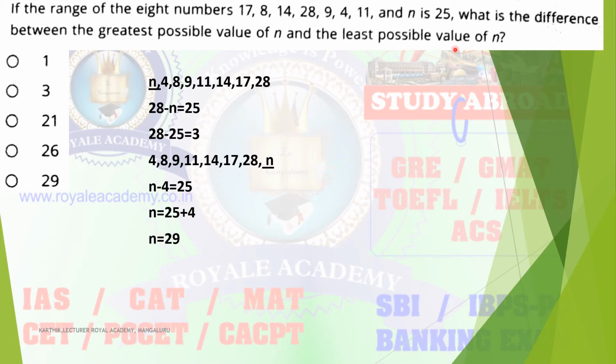So the greatest value of n is 29, and the least value of n is 3. Take the difference: the greatest possible value of n minus the least possible value of n, 29 minus 3, is 26. So option D is the correct answer for this problem. I hope all of you understood. They told us to find the difference between the greatest and least possible values: 29 minus 3 is 26, so option D is correct.